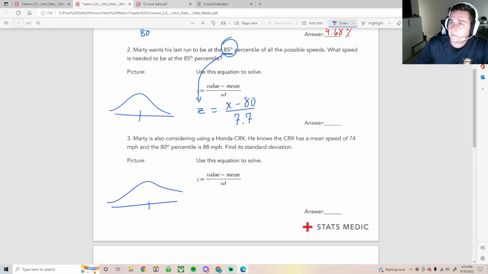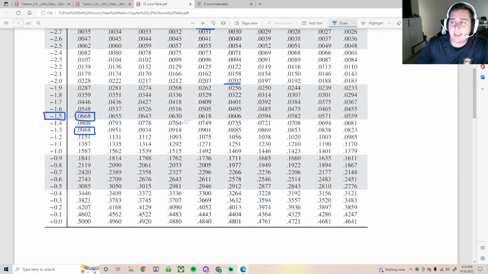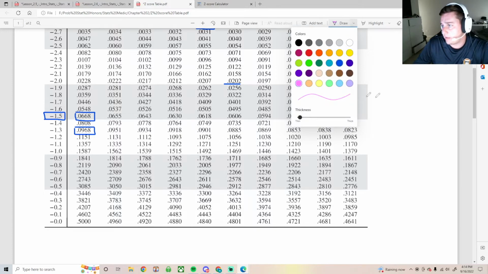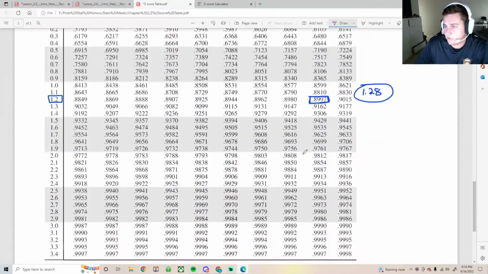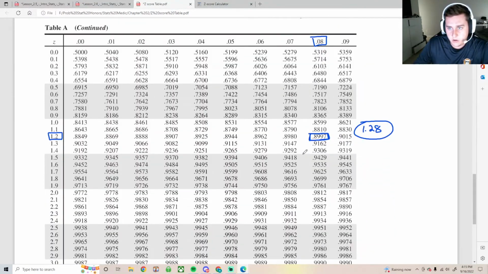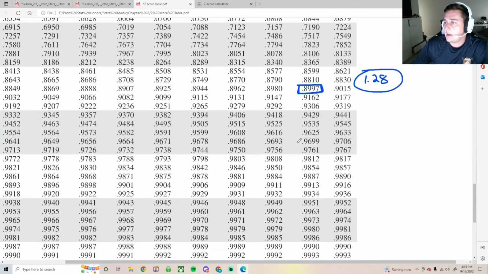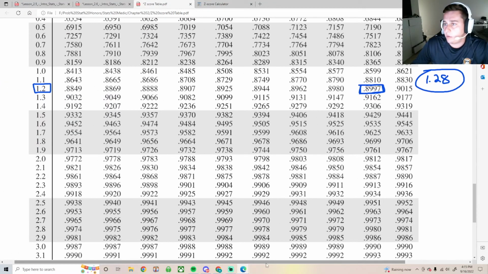So you can run over to the table, and if we want the 85th percentile, let's switch over to hot pink. The 85th percentile is somewhere to the right, so it's in the positive z-score area. We're looking for 0.85 or as close as we can get to it. I think it's going to be this one right here, 0.8508. Just going to double check. If we go up one more, oh, they're actually missing the period right there. It's interesting, an error on the AP test.